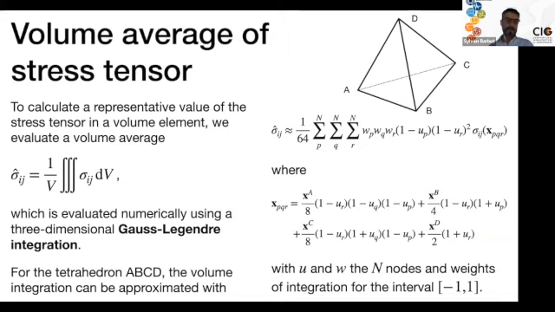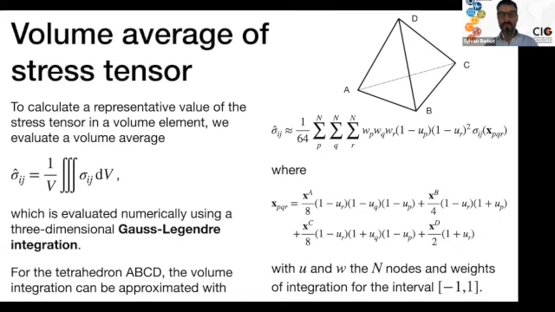So this is the equation here on the left, where a representative value of stress in any direction caused by anything, whether a distant fault or a distant volume element or even the same one, is simply the average within that volume. So it's a triple integral of stress scaled by the volume of the element. And that can be evaluated numerically using three-dimensional Gauss-Legendre integration, or Gauss-Legendre quadrature.